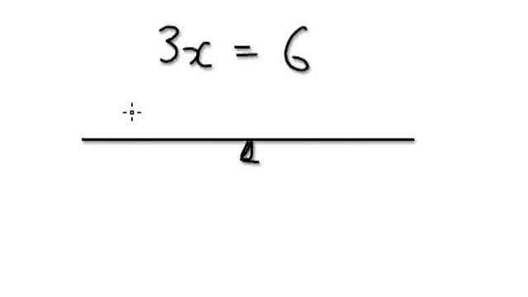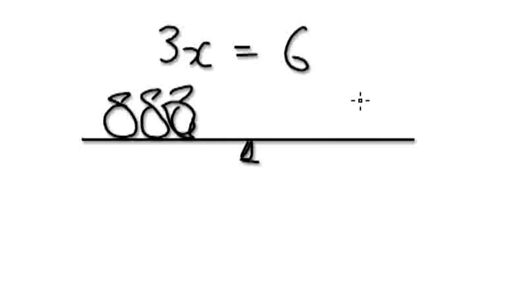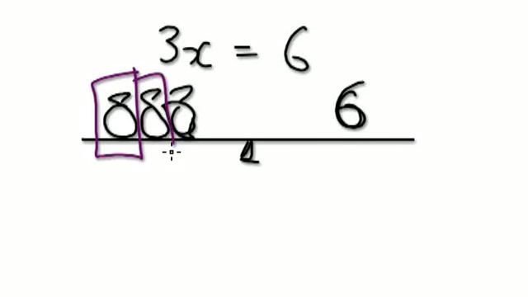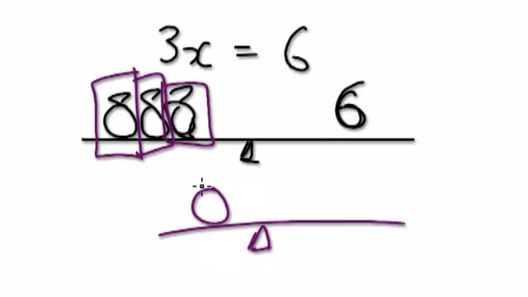If someone gives you something like 3x equals 6, well, this is like having 3 bags. Imagine this as having 3 bags and 6 sweets over here. Well, divide both sides by 3, and then you would get 1 bag on its own. So 3x equals 6? Well, divide both sides by 3 to get x on its own.